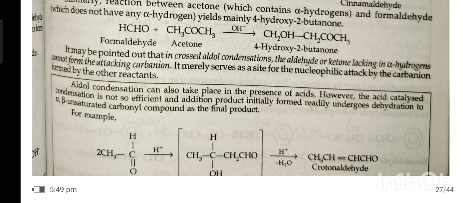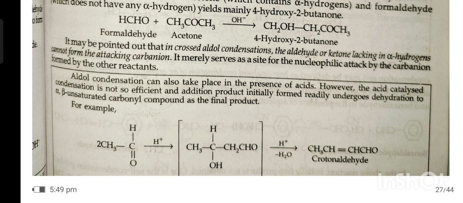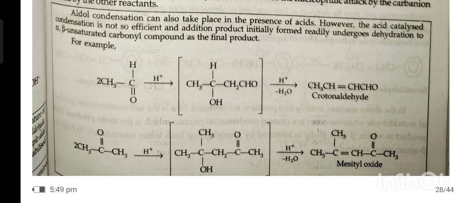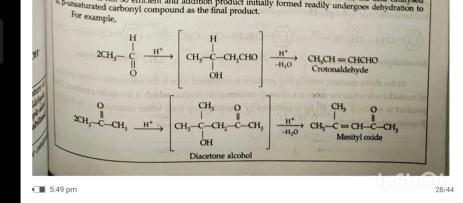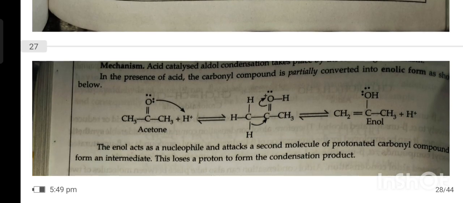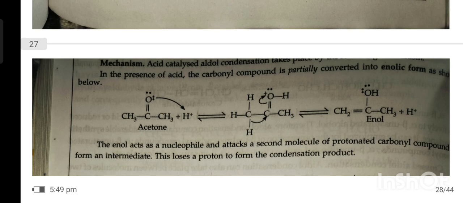Aldol condensation can also take place in the presence of acid. However, the acid catalyzed condensation is not so effective, and the aldol compound initially formed readily undergoes dehydration to an alpha-beta unsaturated carbonyl compound as the final product. For example, ethanal in the presence of acid gives the aldol product, which then loses water to form crotonaldehyde.